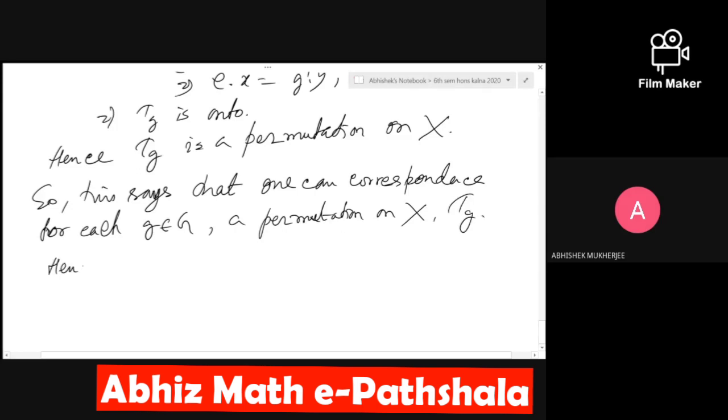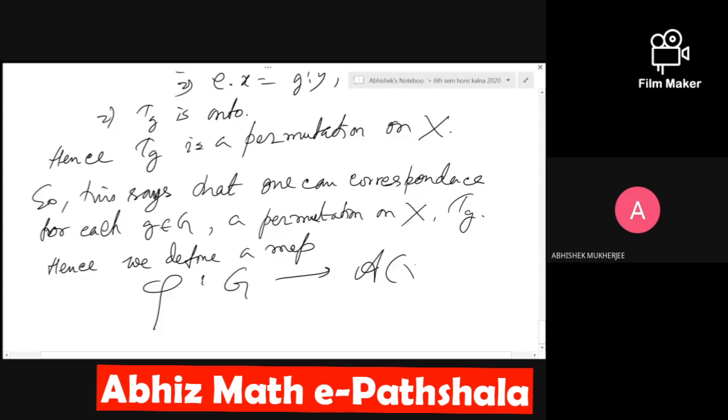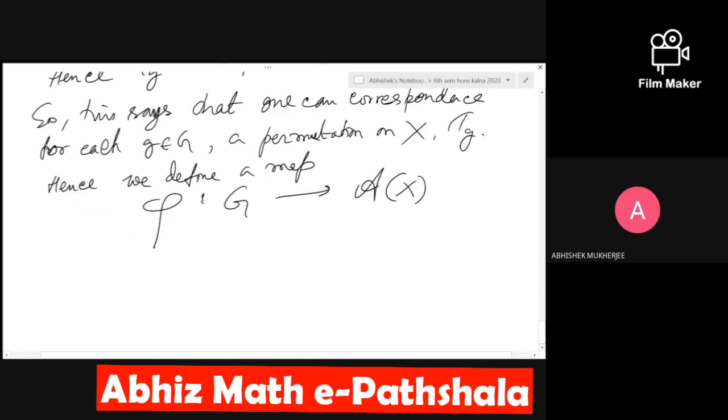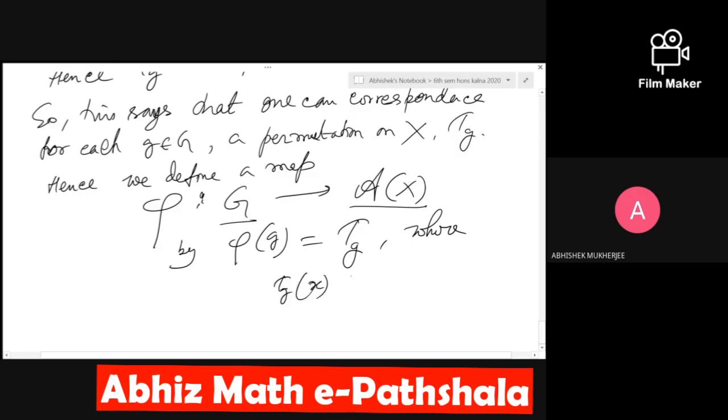So hence we define a map denoted by phi from G to curly A X. Now since we know that the permutations on the set X will form a group with respect to composition of mappings, this is a group and this is also a group. And what is the definition of the map? Phi of small g will be tau G, where tau G at x will be g dot x for all x belongs to capital X. So thus this defines a map from the group G into the permutation group of X.